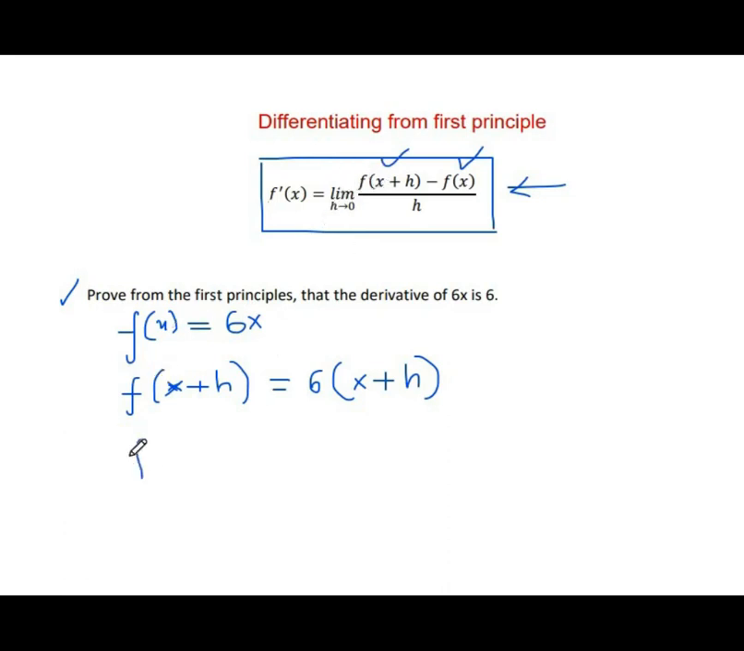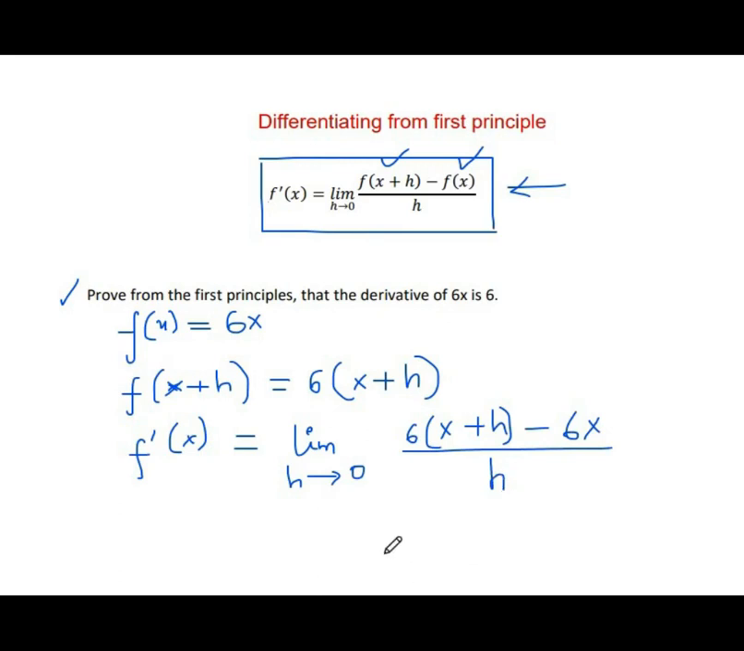So we are going to write it as f dash of x equals limit as h tends to 0 f of x plus h, that is 6 times x plus h, minus f of x. F of x we have as 6x, whole thing over h. Let us simplify this further.